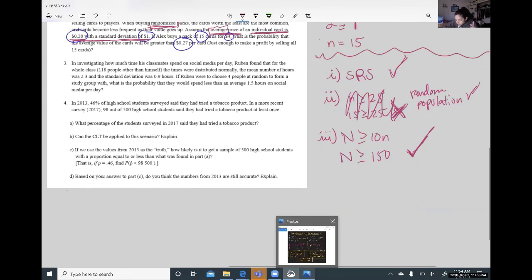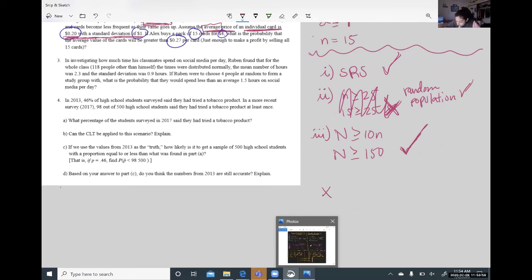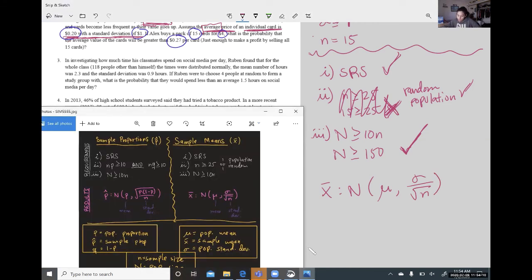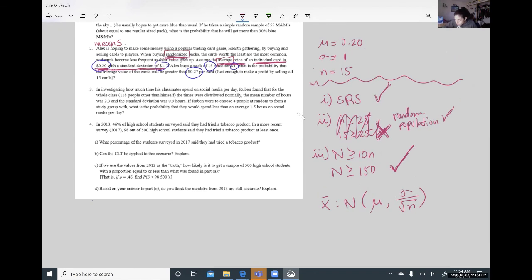Now we can use, so we're going to have, the result is X bar. Okay, so our result, normal distribution, our mean, our standard deviation, perfect. So these are going to be our results. Now if we plug in the information, mu is 0.20 from the top. Now, standard deviation is here 1 divided by the square root of n, which is 15. So if I plug that in my calculator, 1 divided by the square root of 15, I get 0.258. So this is my mean, and this is my standard deviation. Okay.